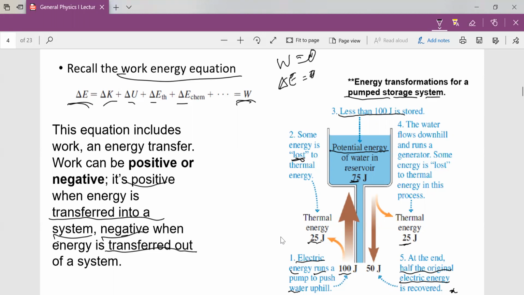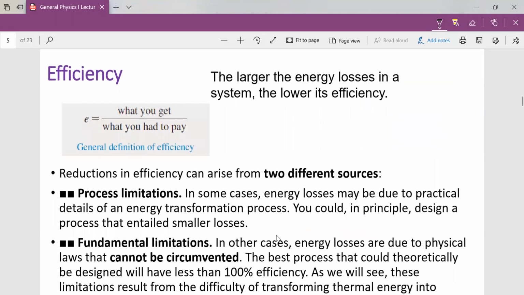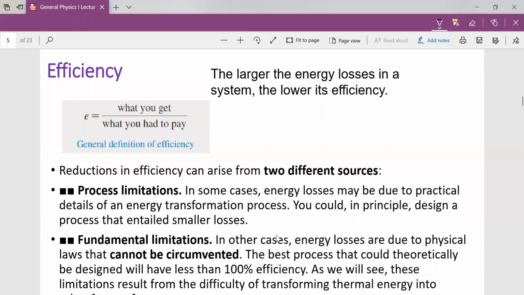Okay, so therefore we'll look at efficiency to better understand how we use energy, because whenever we are using energy, that is transforming energy from one form to another, we also expect a result which many times does not equate the effort put in, all right, or the energy put in. So that's what efficiency is, what we use to describe that. So what is efficiency? We use letter E to represent efficiency. And efficiency is simply equal to what you get, that is the output, over what you pay, that is the input. Okay. Generally, the larger the energy losses in the system, the lower its efficiency.